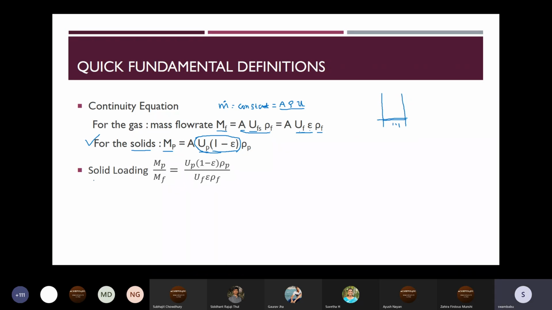Typically solid loading is nothing but the mass flow rate of the particles by the mass flow rate of the fluid, just the ratio of these two. Usually the solid loading will be very low for dilute phase pneumatic transport, and solid loading will be higher for dense phase transport. Okay, hope you all understood.